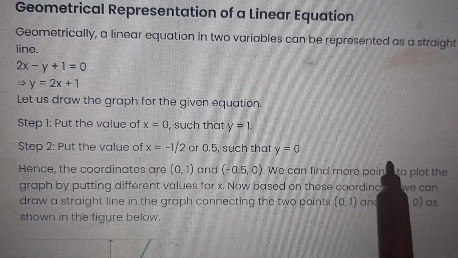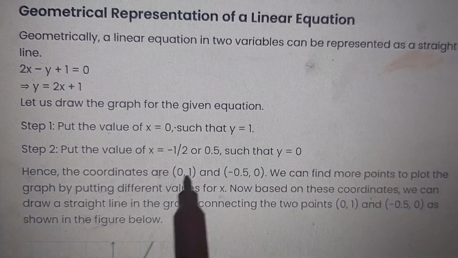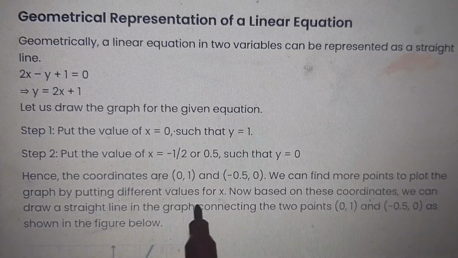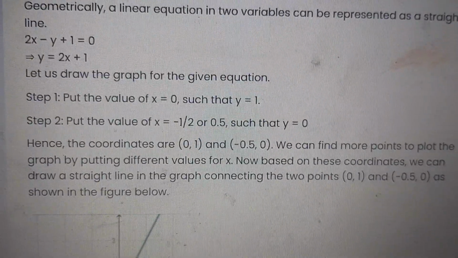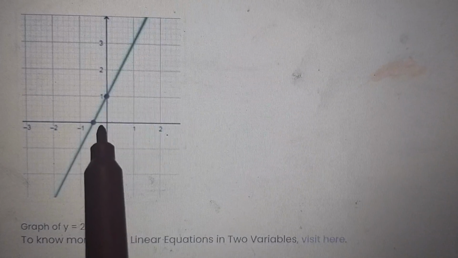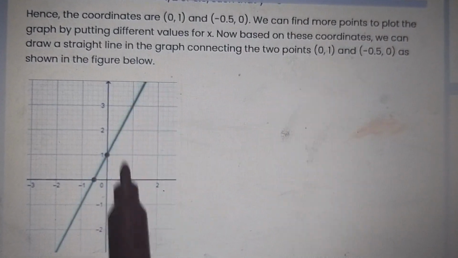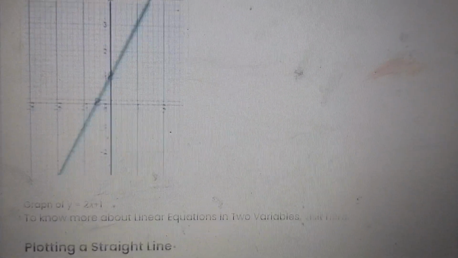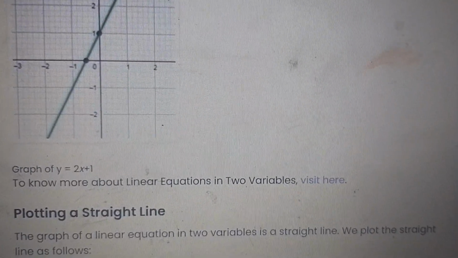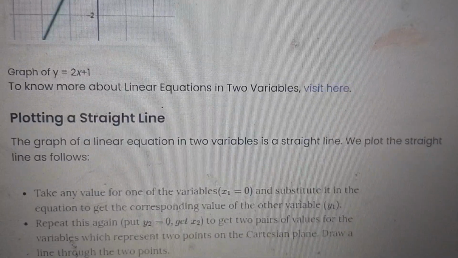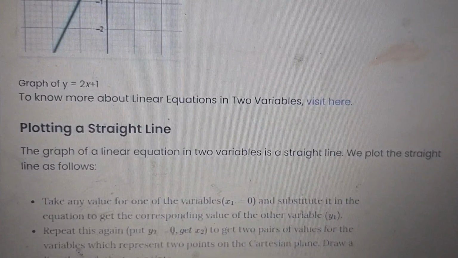So we will find more points to plot the graph by putting different values for x. Now based on these coordinates we can draw a straight line in the graph. Okay children, like this we can represent the graphical method, with the points 0 comma 1 and minus 0.5 comma 0. Like this we will plot the given graph, plotting the straight lines as follows.